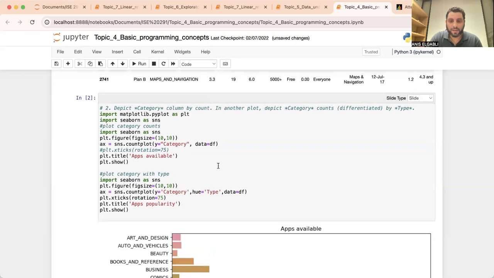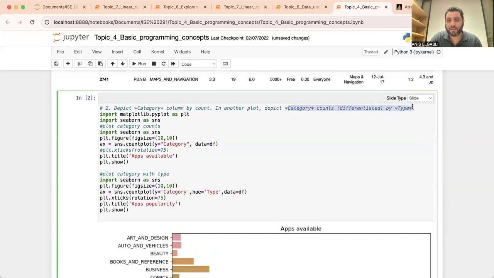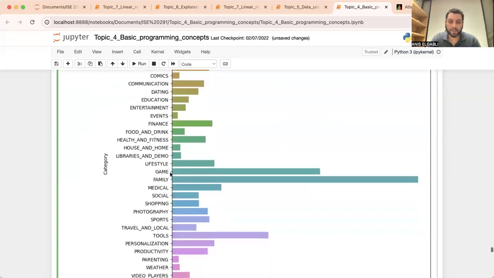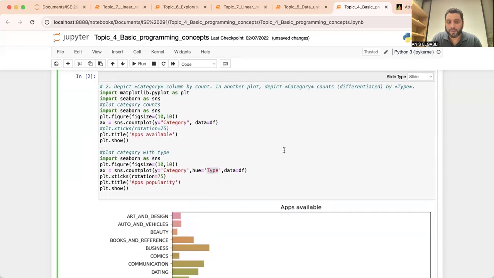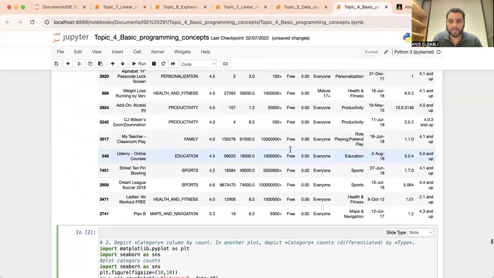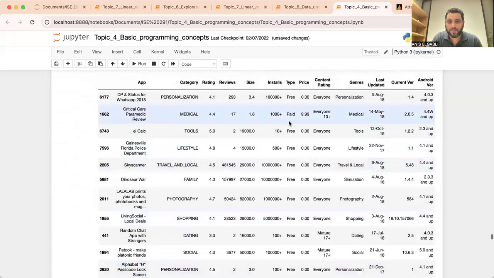Now for the second figure, we want category to be differentiated by type. So what is that supposed to mean? Let's look at how we do it here. Actually, let me explain what it means first. Category differentiated by type. For example, if we take one category here, family, here we are plotting the frequency of family, how many times it has appeared. But now we want to differentiate it by the value of the other categorical attribute, type. This has two choices, paid or free.